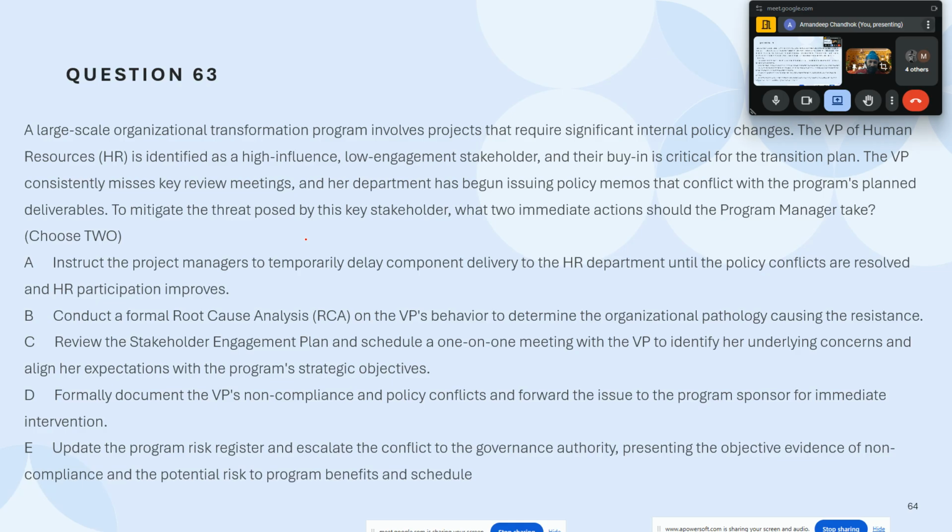And the other factor is that I have not chosen E because escalate is the last resort for any PM or program manager. That's the one reason I have just not selected that. I'll just add in one thing over here.